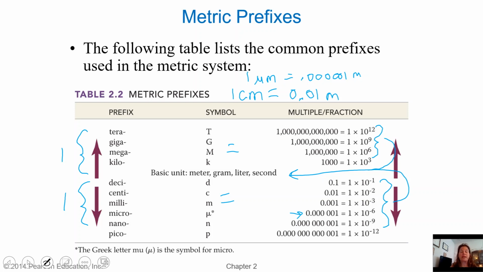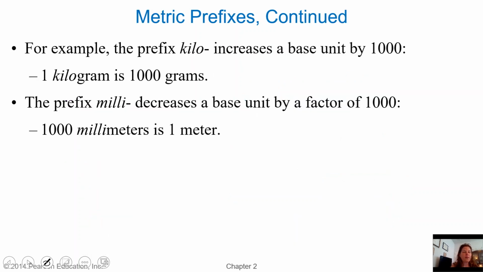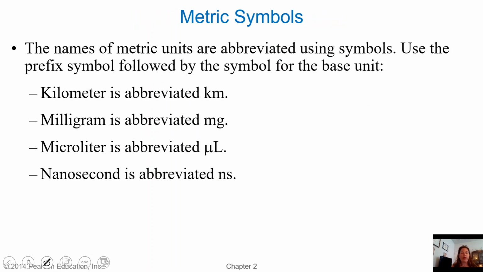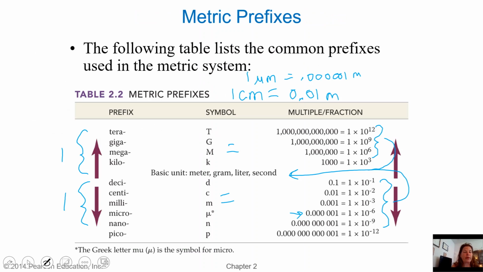That's going to become very important, especially when we do the metric conversions, which we will spend a class period doing. So how we abbreviate: we use the parent symbol as the last letter, and the prefix, kilo, milli, micro, giga, etc., as the first letter, and they're all lowercase. The other thing I want to let you know, you need to memorize from mega to micro. This is what you're going to have on a test.